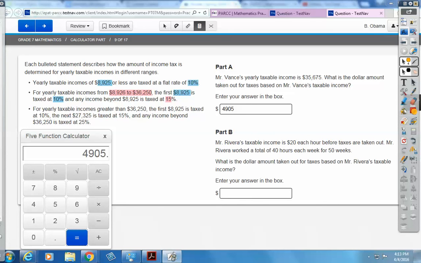Mr. Rivera's taxable income is $20 for each hour before taxes are taken out. And Mr. Rivera works a total of 40 hours each week for 50 weeks. What is the dollar amount taken out for taxes based on his taxable income? All right, so first we need to figure out how much he made. So $20 an hour for 40 hours, he makes $800 per week. And he did that for 50 weeks, and he made $40,000.